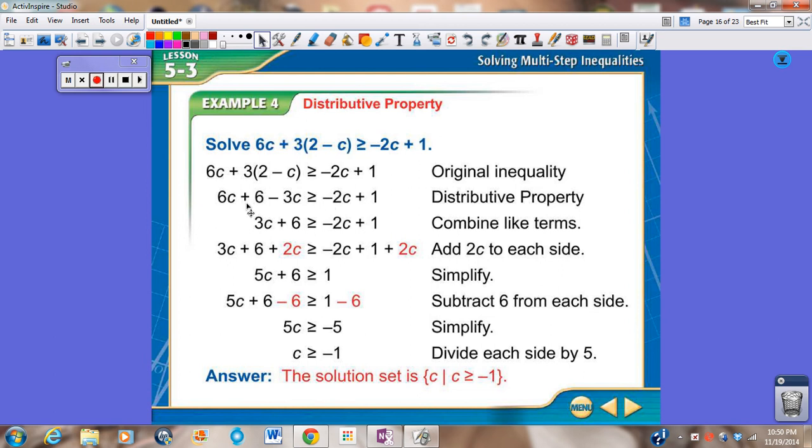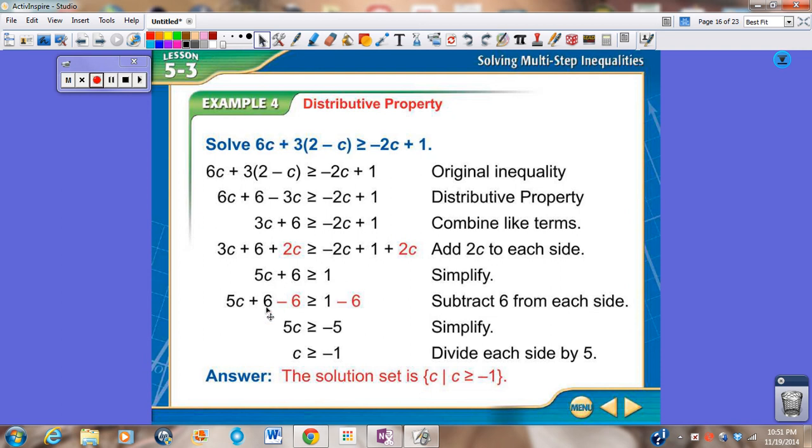Now, on this side, we're going to combine like terms. So we have 6c minus 3c. That's 3c. Okay? Now, we're going to move this c over here, because the other c's are already on the left. So we're going to add 2c to both sides. So you have negative 2c plus 2c, which of course goes to 0. And then you have 3c plus 2c, that becomes 5c. So you have 5c plus the 6 that was already there is greater than or equal to 1.